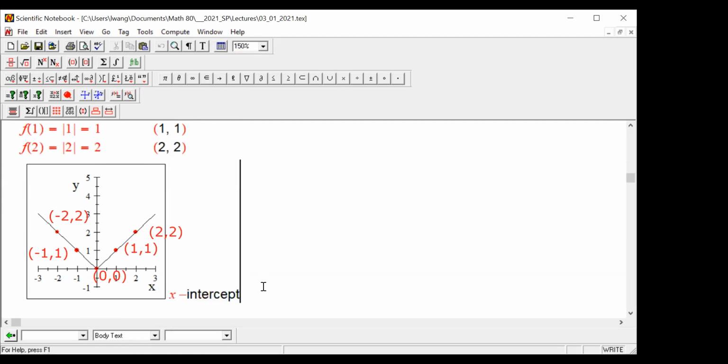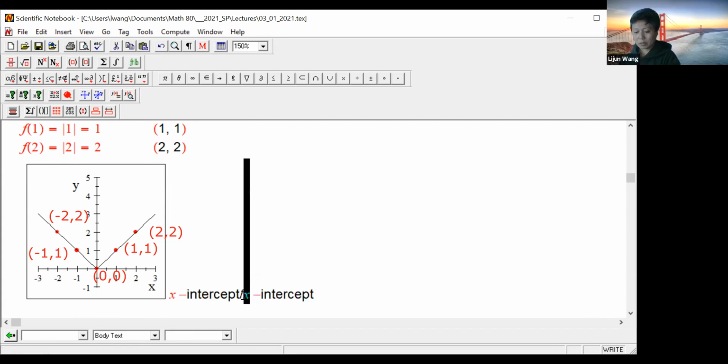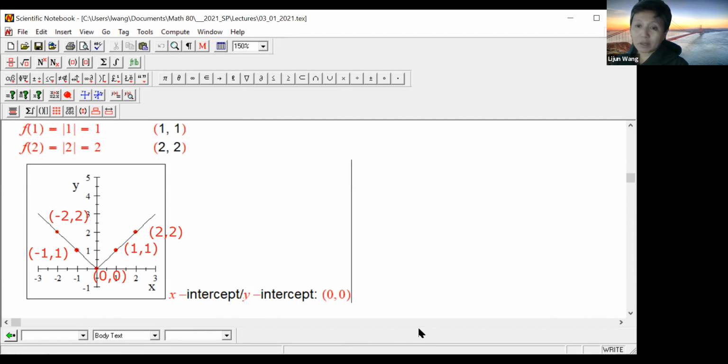Zero, zero. That's right. They're the same. X-intercept, Y-intercept are the same. 0, 0. Okay. So by this time, we're kind of done with these functions.